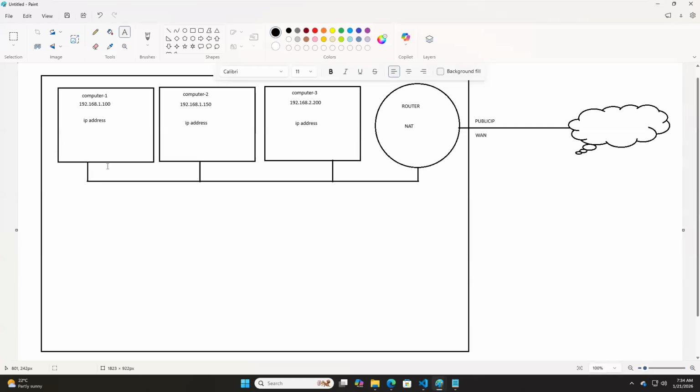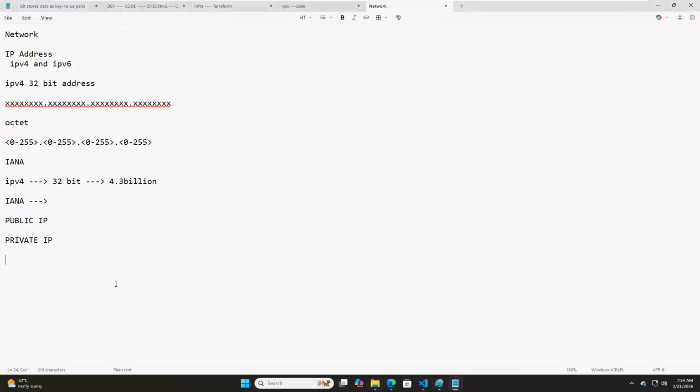Now, whatever private IP addresses are there, in general, there are three ranges of private IPs. What are the three ranges of private IPs? The first is 10.0.0.0 to 10.255.255.255. This is one range.